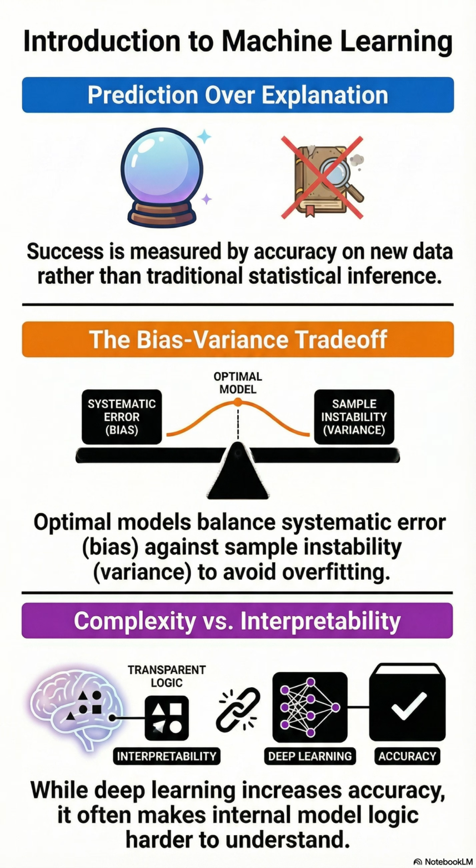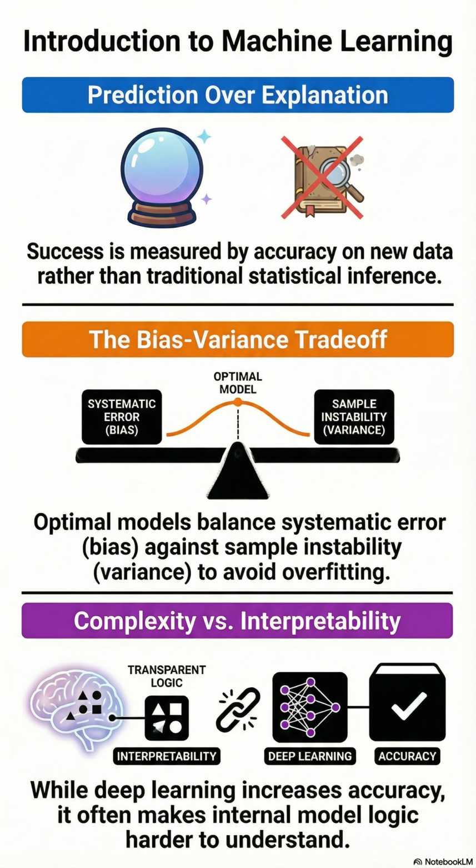Complex models tend to have low bias but high variance, often overfitting noise in the training data, whereas simpler models have higher bias but lower variance, potentially underfitting true patterns. The optimal predictive model balances these two sources of error.